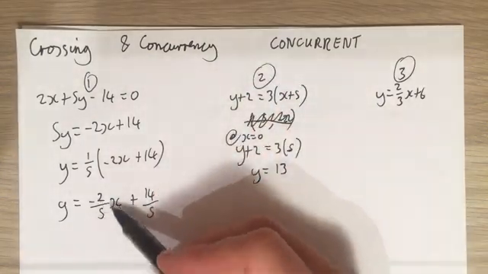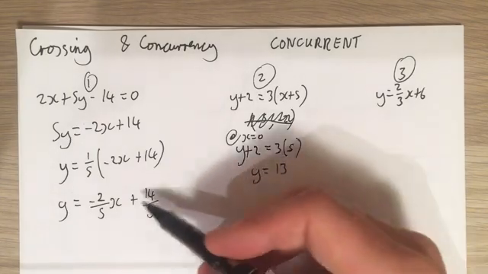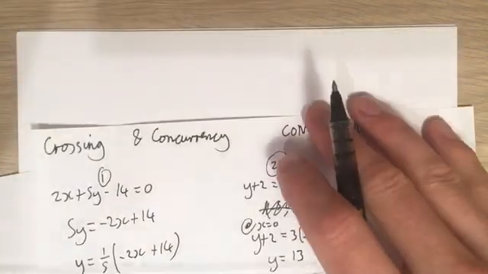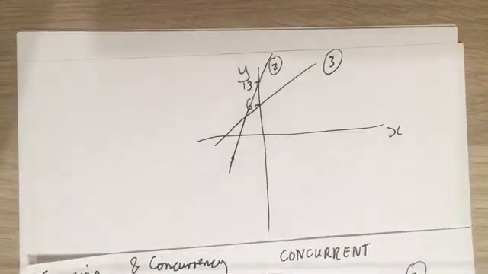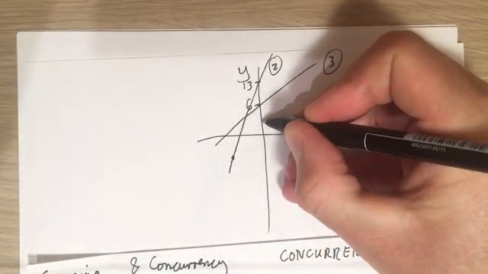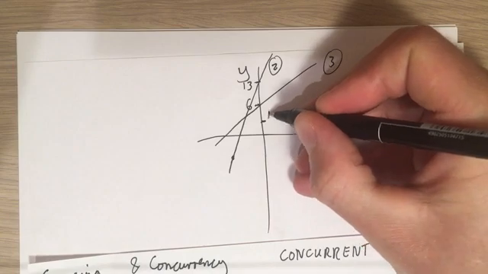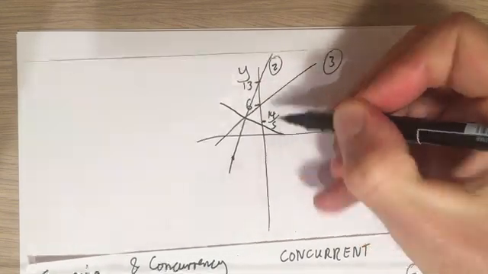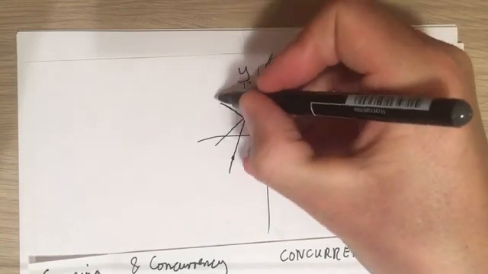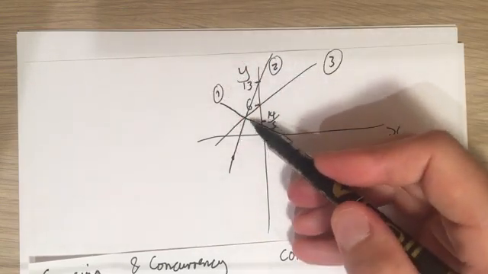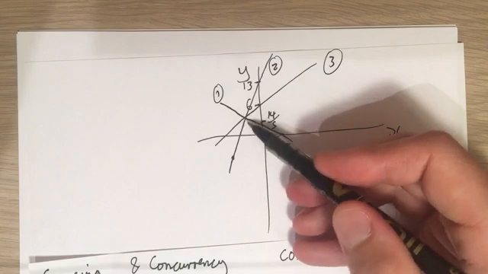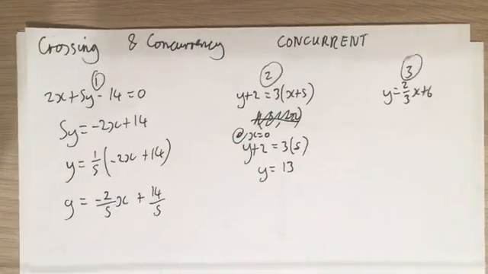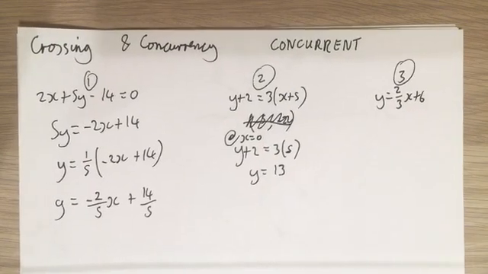So gradient minus 2/5 going downhill gradually. Y-intercept of just under 3. So let's go and put that on here. A y-intercept of about 3, so here, that's 14 over 5, going downhill gradually, like that. So that's line number 1. And it looks like they might just meet, or they might just miss. It's only a sketch, I can't be sure. So let's find out properly, accurately, using some algebra.